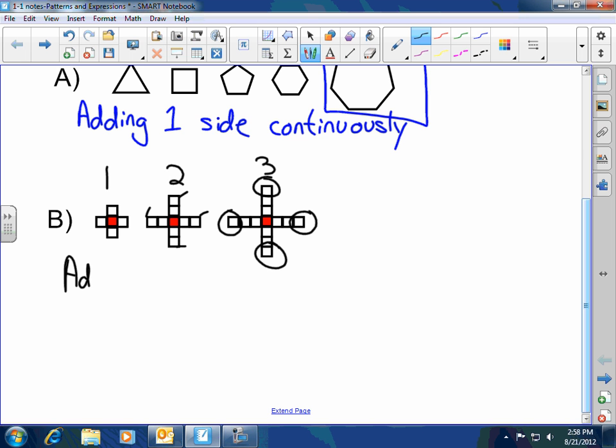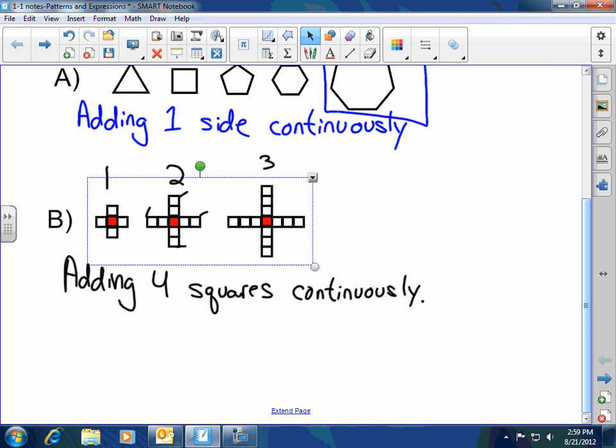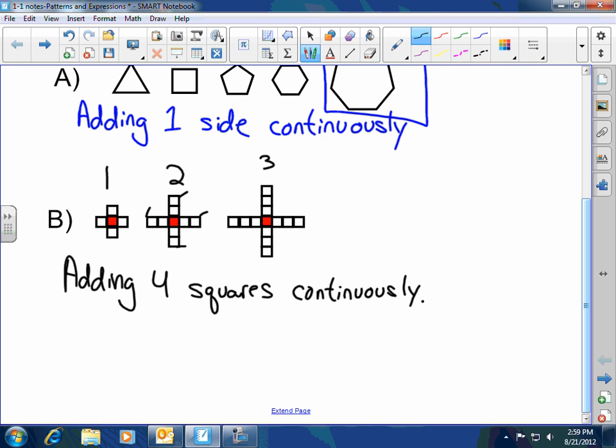Well, we're adding 4 squares repeatedly or continuously. So what would our next figure be? Well, our next figure is going to be figure 3 here plus 4 more squares. So it's going to be something like this. Our 4th figure would look something like this.